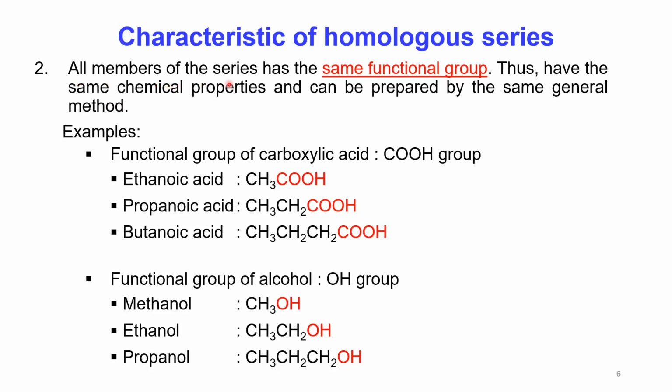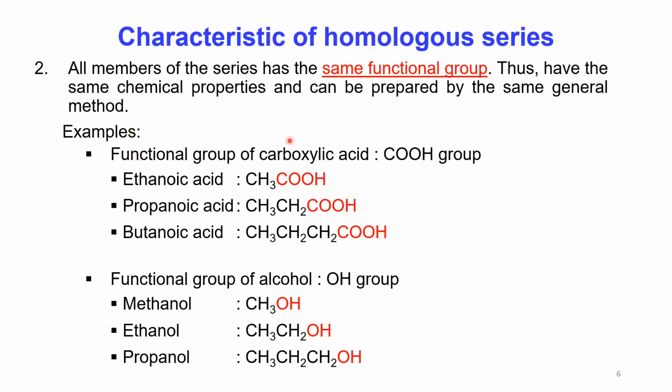All members of the series have the same functional group, thus have the same chemical properties and can be prepared by the same general method. So this is a characteristic of homologous series: members with the same functional group have the same chemical properties and can be prepared by the same general method.